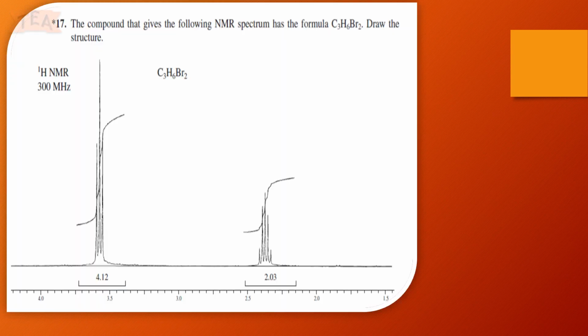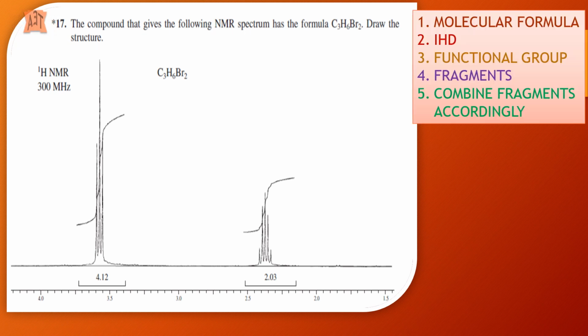Now come to today's problem. It is the 17th problem, and the question is: the compound that gives the following NMR spectrum has the formula C3H6Br2. Draw the structure. So how do we have to solve it?